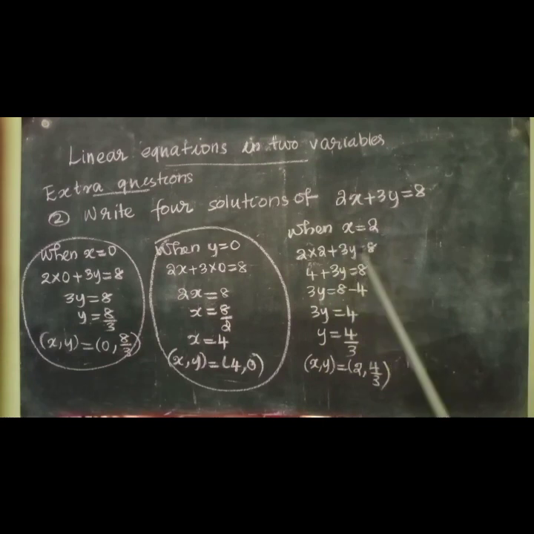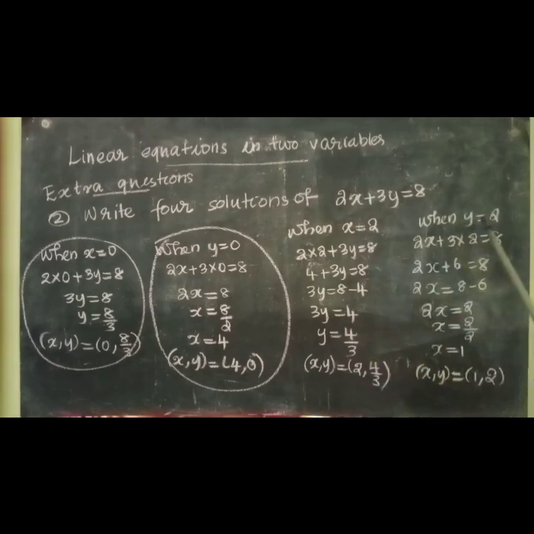Next, when x equal to 2, 2 into 2 plus 3y equal to 8, 4 plus 3y equal to 8, 3y equal to 8 minus 4, 3y equal to 4, y equal to 4 by 3. Therefore, (x, y) equal to (2, 4 by 3). Next, when y equal to 2, 2x plus 3 into 2 equal to 8, 2x plus 6 equal to 8, 2x equal to 8 minus 6, 2x equal to 2, x equal to 2 by 2, that is x equal to 1. Therefore, (x, y) equal to (1, 2). So we got here 4 solutions: (0, 8 by 3), (4, 0), (2, 4 by 3), (1, 2).